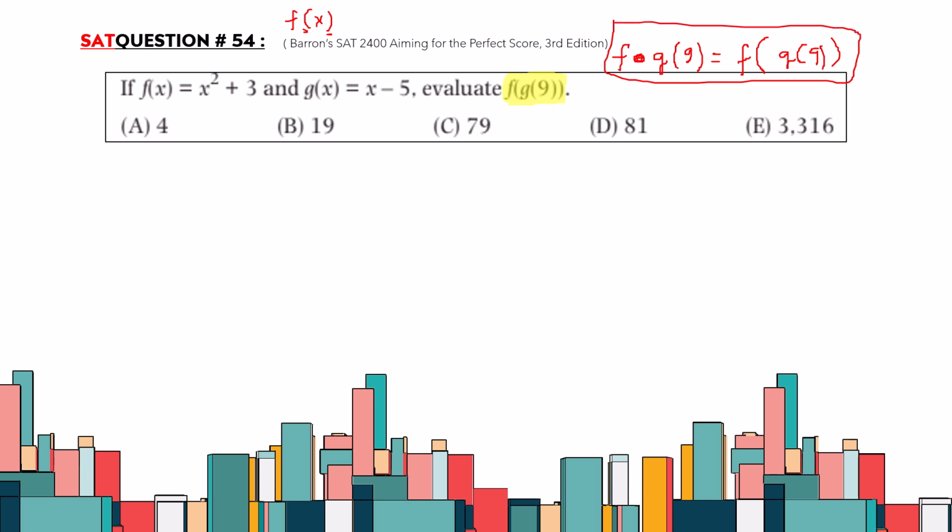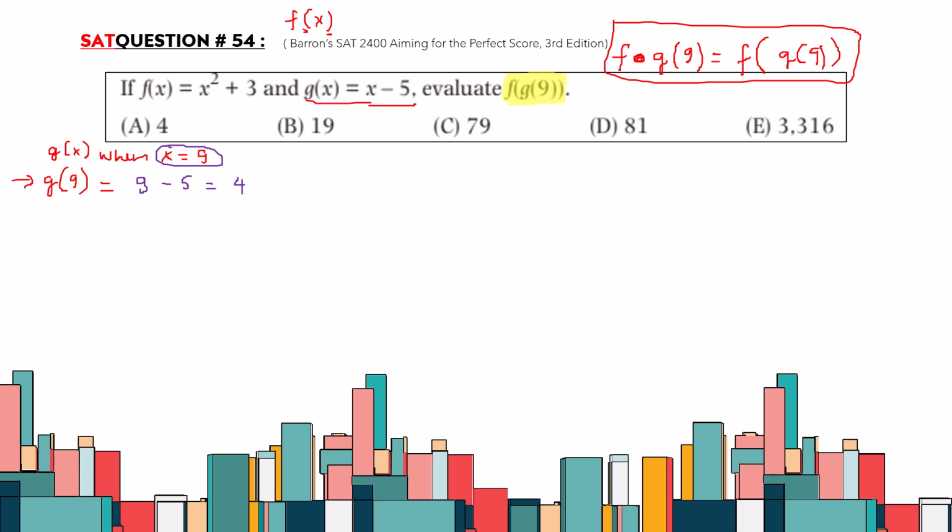So for this one, we will have to find out what g of 9 is. We evaluate the function g of x when x equals 9. So it's the same thing as g of 9. This will be equal to x minus 5. Whenever we see x, we plug in 9. So 9 minus 5 equals 4.